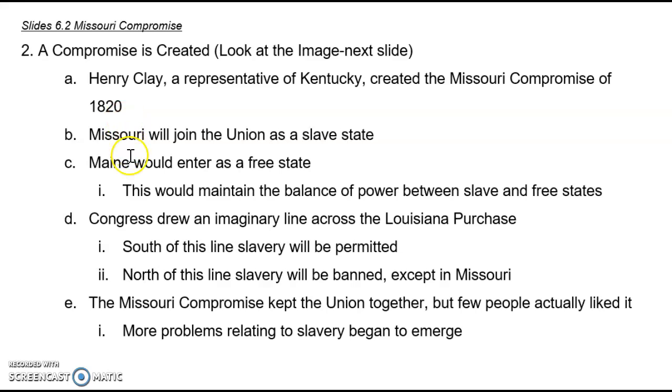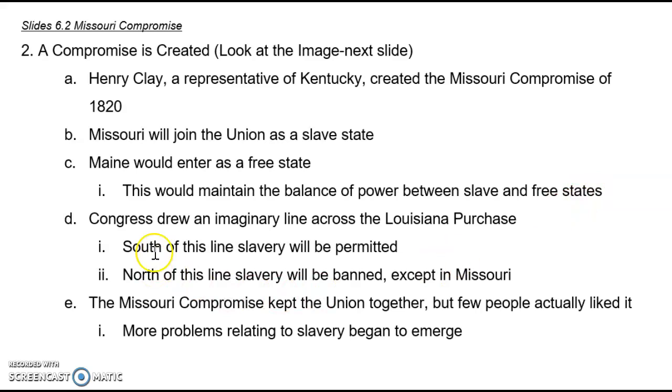Okay, and part of this deal, Missouri will join the Union as a slave state. Maine is going to enter as a free state. During this time period, Maine was part of Massachusetts. So part of this deal is, hey, Maine, we're going to have you separate from Massachusetts and you're going to become your own state and you guys will be a free state. This is taking care of the balancing problem because you have one slave state joining and then you have one free state joining.